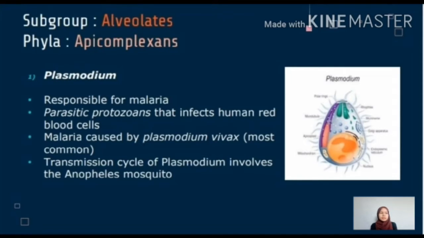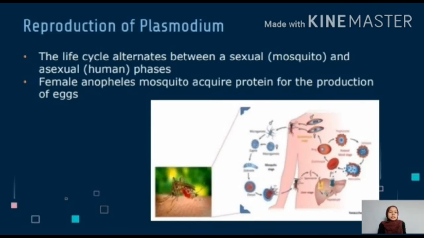For example, the chills and fever of malaria appear when the infected cells burst, and this releases toxic substances into the blood. Most commonly, malaria is caused by Plasmodium vivax, and the transmission cycle of Plasmodium involves the Anopheles mosquito. Now we look at reproduction of Plasmodium.